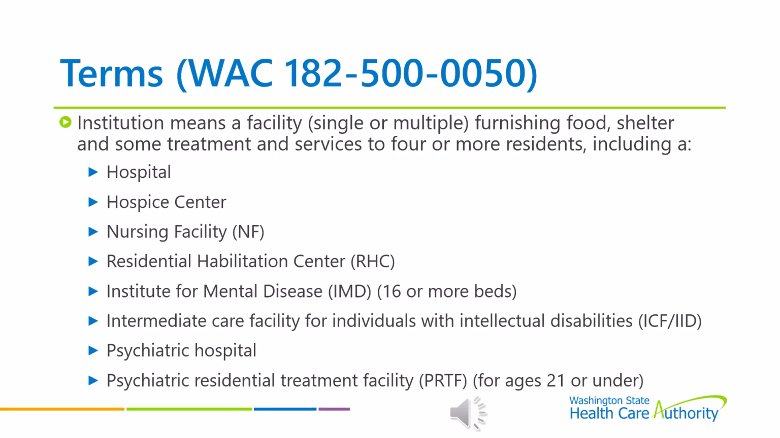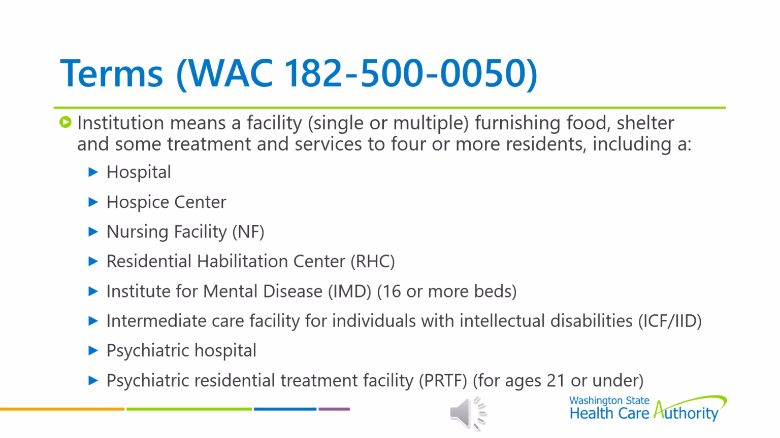Terms. Medical institutions must be licensed under state law. They must provide for the medical needs of the patient on an ongoing basis. Hospice centers must be licensed and Medicare certified. Nursing facilities licensed to provide skilled nursing care may be nursing homes or nursing facilities within a hospital. Eastern or Western state hospitals are public institutions, but could also be considered a psychiatric hospital or an IMD.